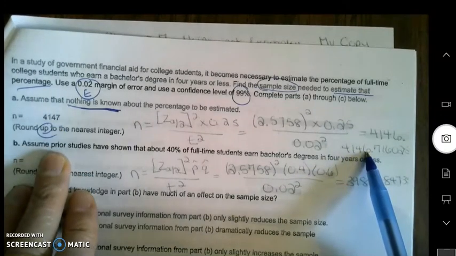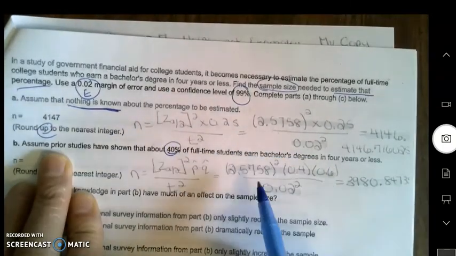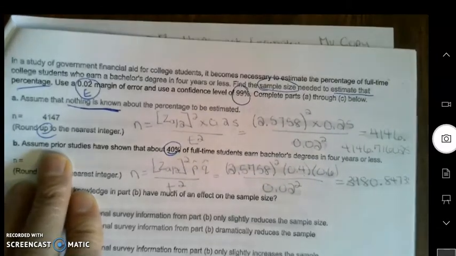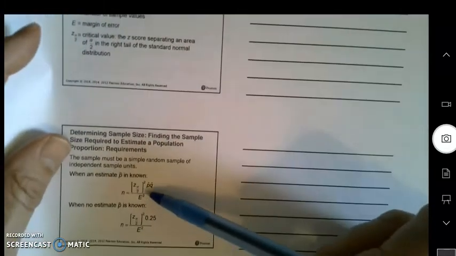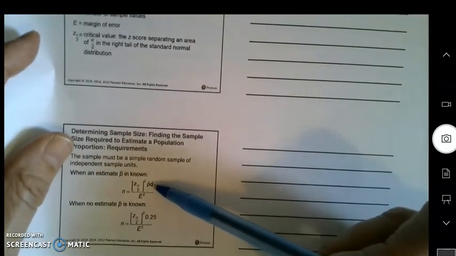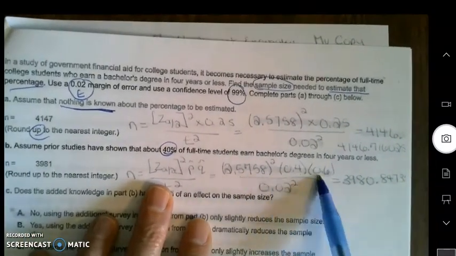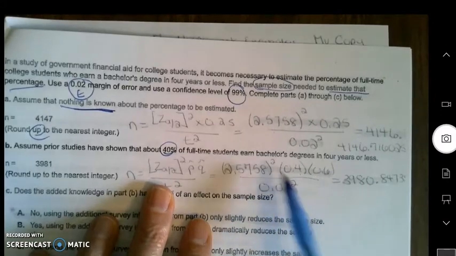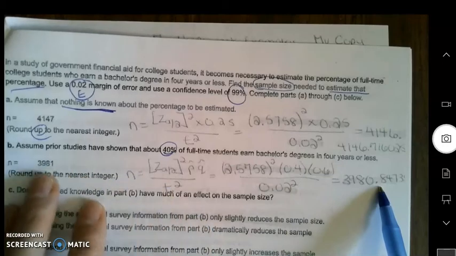The second example is very similar, but now they give you an estimate for p-hat. P-hat is 40%. So in this case, we use the other formula. This formula right here, if they give you an estimate for p-hat. There's my p-hat, it's 0.4, my q-hat is going to be 0.6. So again, it's my critical value squared, times 0.4 times 0.6, divided by the margin of error squared. And this is the number we get. And again, you always want to round up.